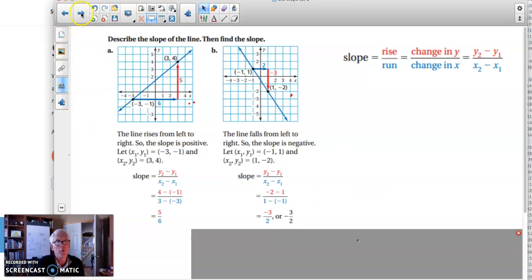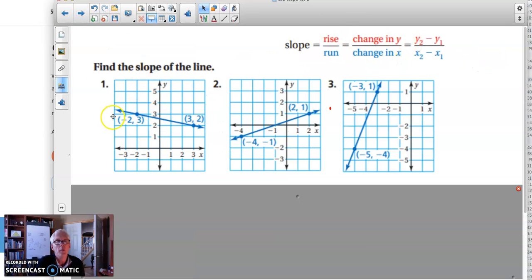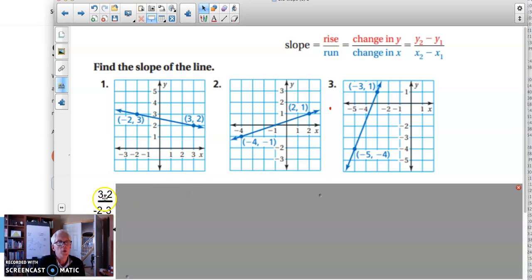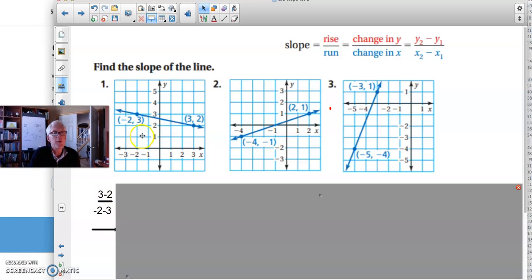This is the slope formula. You're plugging in numbers. So what's the slope of these right here? I'm going to give you an example. This first one here, my little picture's in the way as I try to move it. We have 3 minus 2 divided by negative 2 minus 3. When we do that, I end up with negative 1/5. 3 minus 2 is 1, but negative 2 minus 3 is negative 5, for negative 1/5.